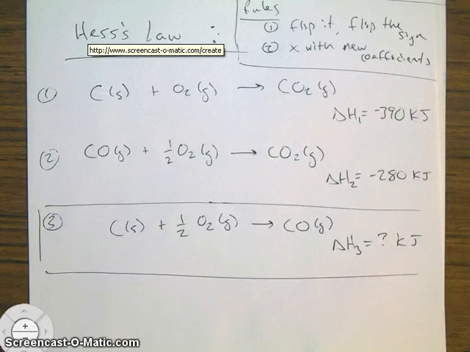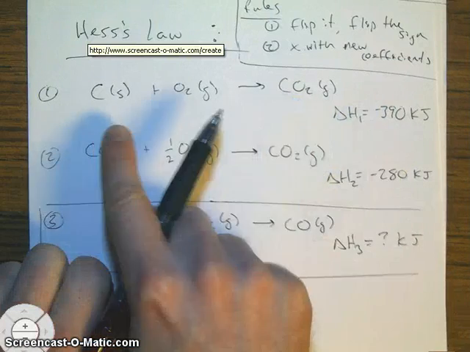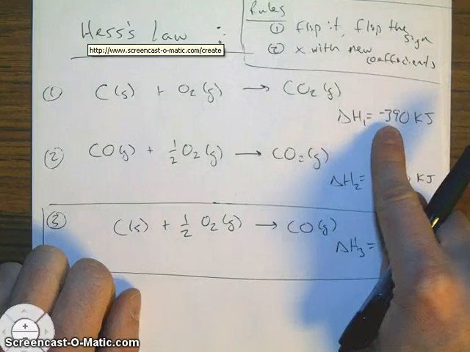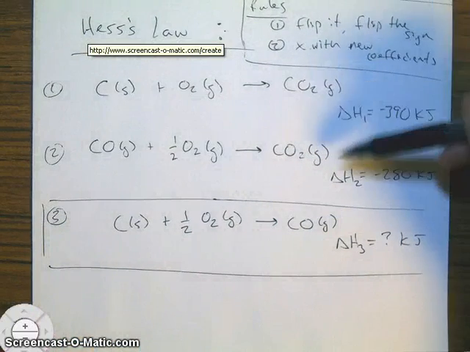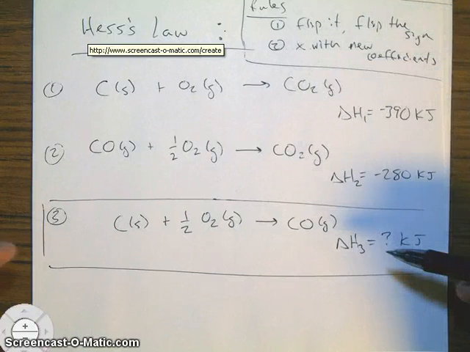Question? Yeah. When you say sign, you mean like the negative or the positive? Yeah, exactly. So if I flip this whole equation over and I made it so that it was CO2 going to C and oxygen, then it would be positive 390, not negative 390. All right, so now I have to look at these two equations and figure out how I can add them up to be this equation over here.